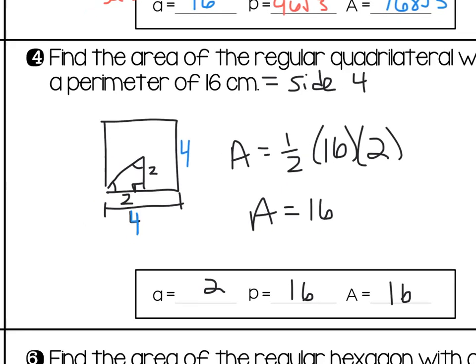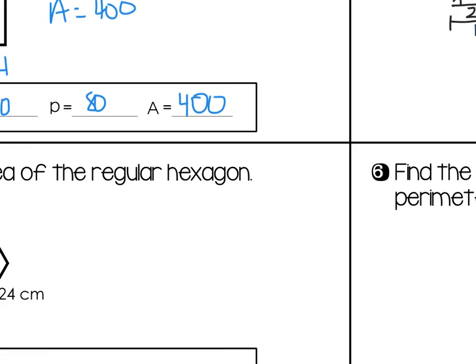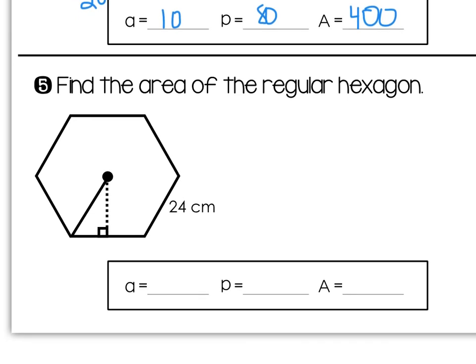Right now we only have the pieces of the puzzle to do these three shapes. We're going to learn more to be able to do any sort of regular polygon, so that's why we're building up from something we already know. All right, last one is talking about hexagons.